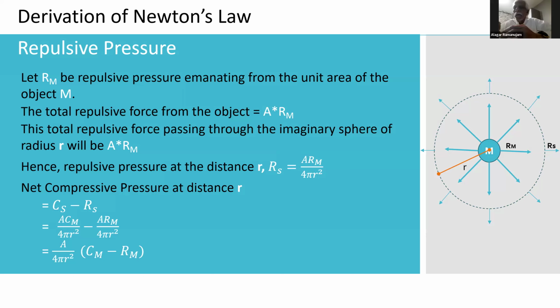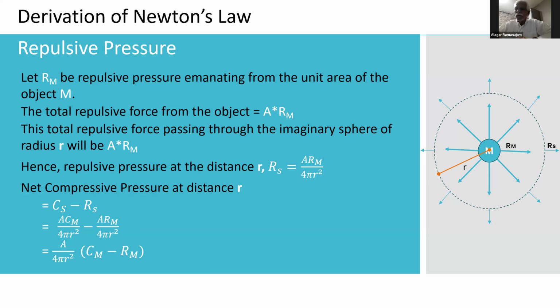Now, Rm is the repulsive pressure from the object. Then, what is the total repulsive force? Total repulsive force coming out of the mass M will be area A into Rm. So A into Rm is the total repulsive force coming out of the mass. This repulsive force is passing through the sphere.